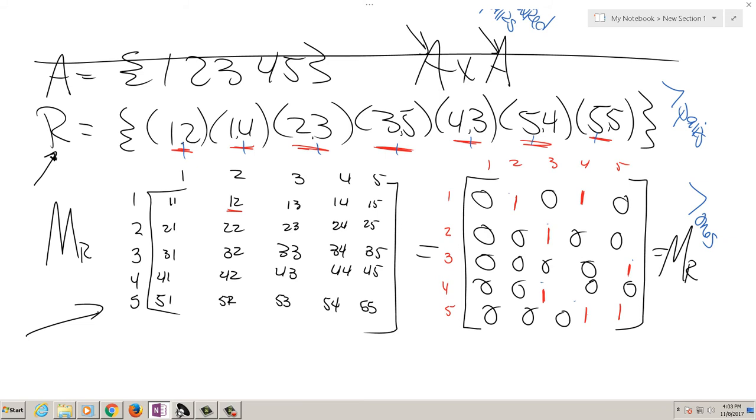When I map ordered pairs to a Boolean matrix, 1 indicates the pair exists, and 0 indicates that the ordered pair does not exist within that particular relation.